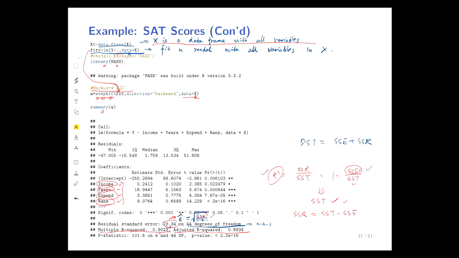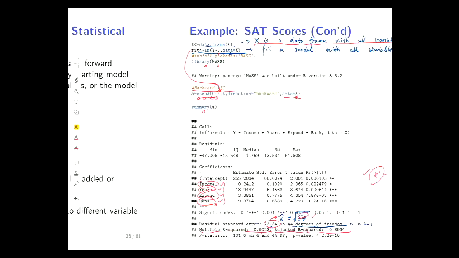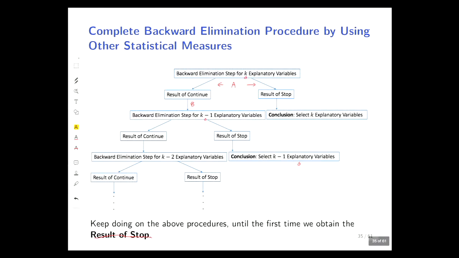So what's the meaning of these 4 variables? In your tutorial questions, if you look at the output of stepAIC, it actually gives you a path to get this final result of these 4 variables. These 4 variables just mean that if you consider this complete backward elimination procedure, you will stop at these 4 variables, and then you get this conclusion that we select these 4 variables.